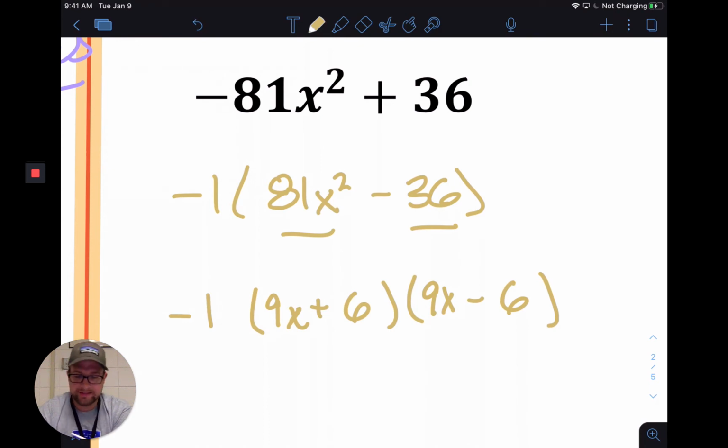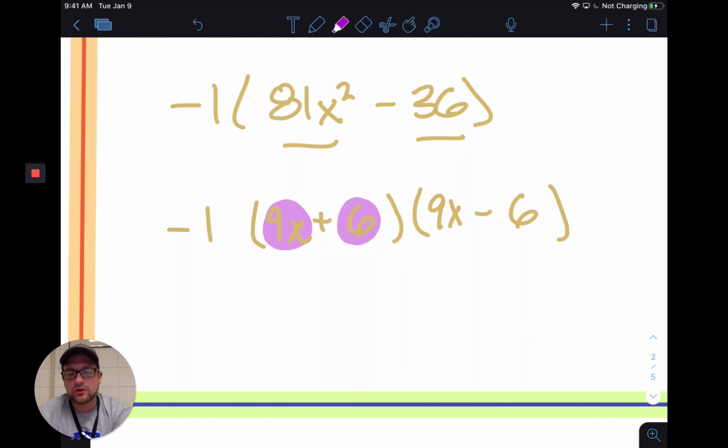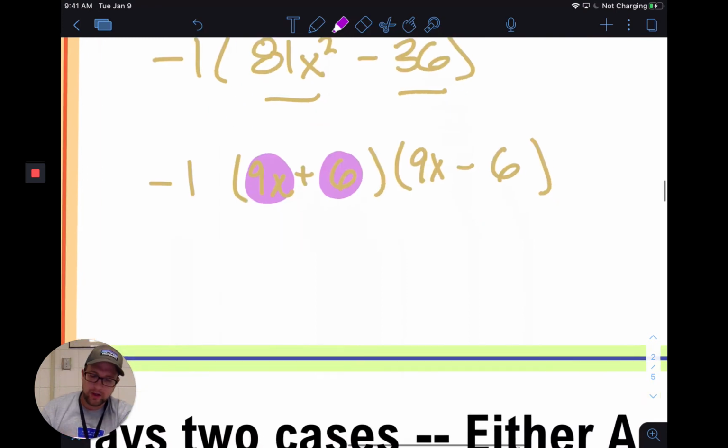Now, one last thing to consider here. Whenever we factor, we always want to use the terminology of factor completely. Pull out anything we can. So we should always look back at our terms here and say, is there anything else that can be pulled out of this? And in fact, when you look at this, it does look like I could pull a 3 out of both of those terms and a 3 out of both of these terms.